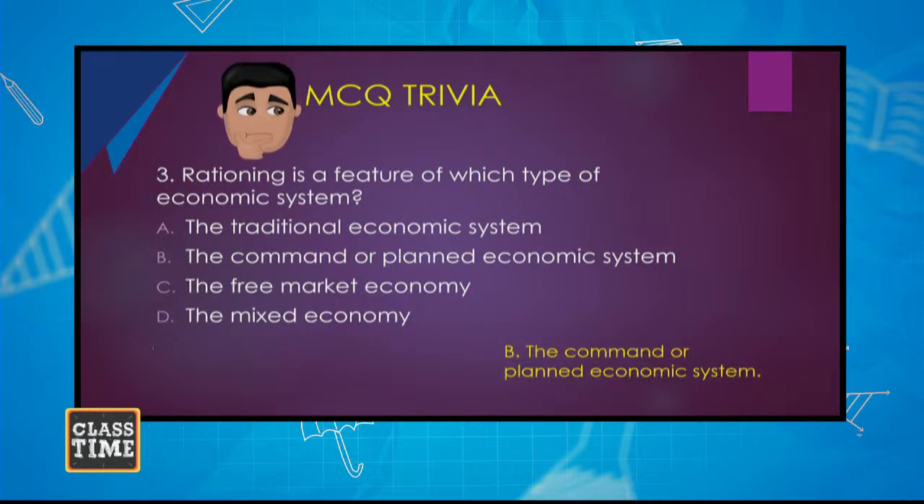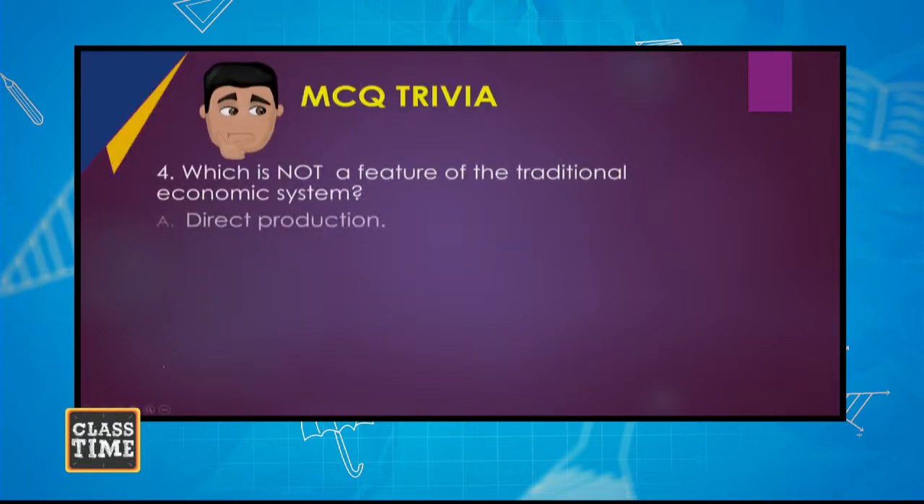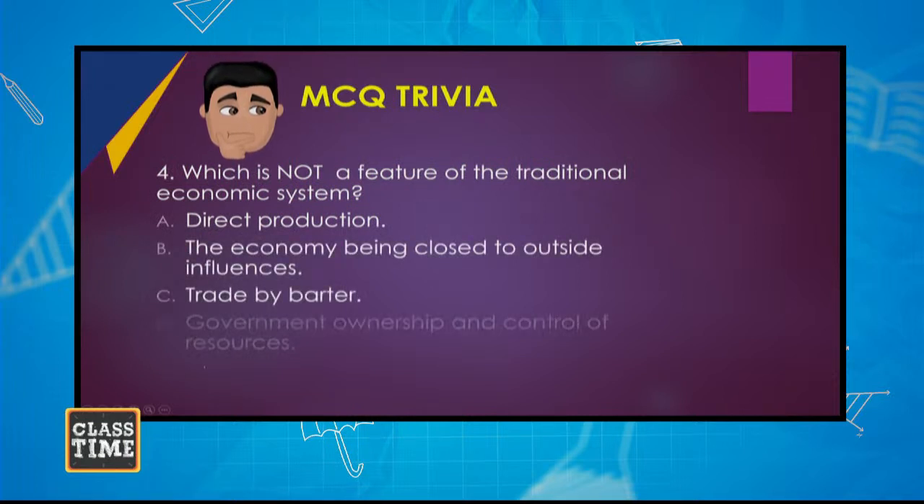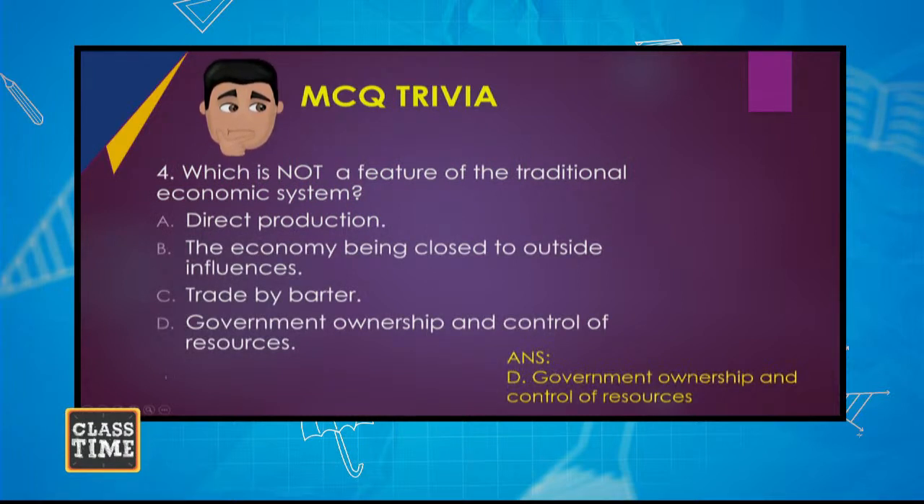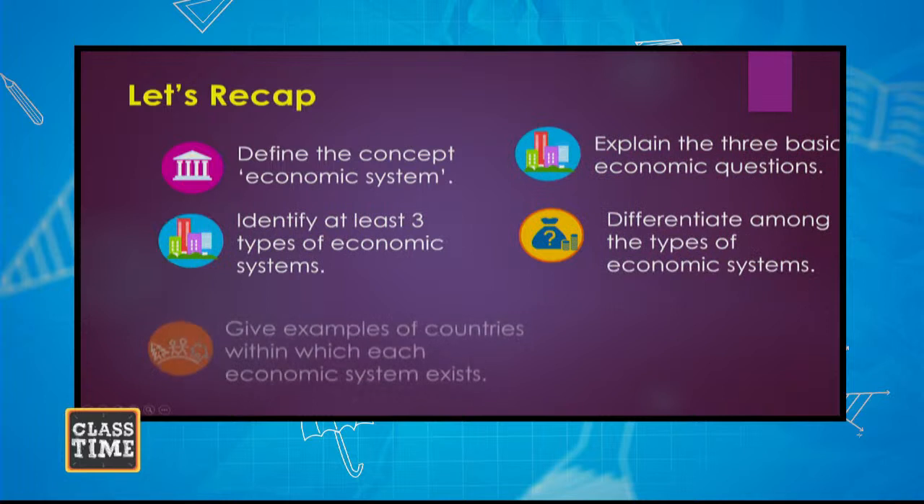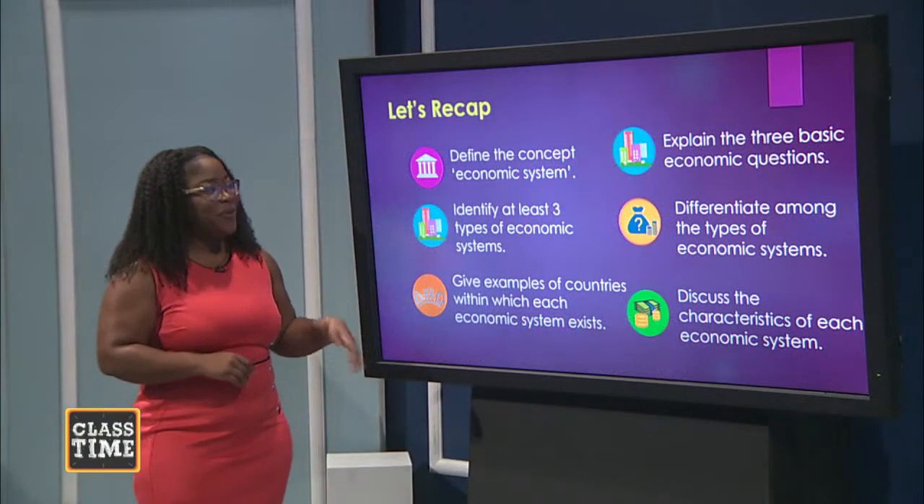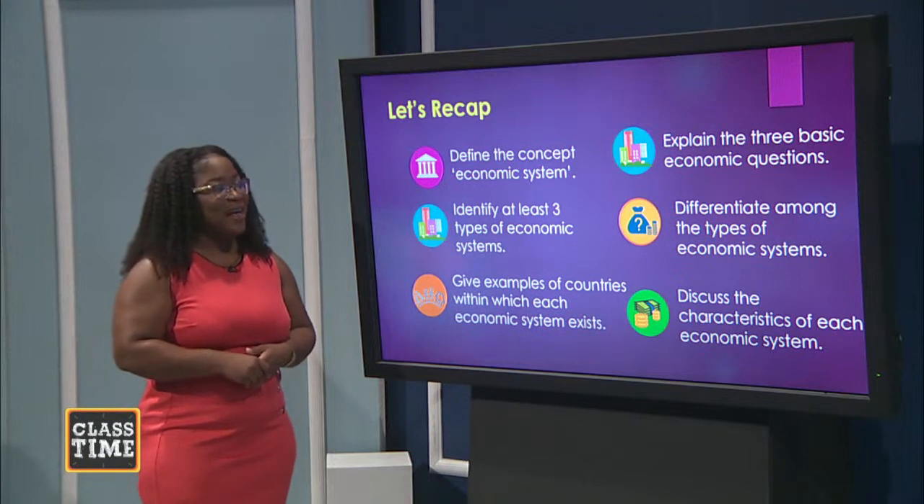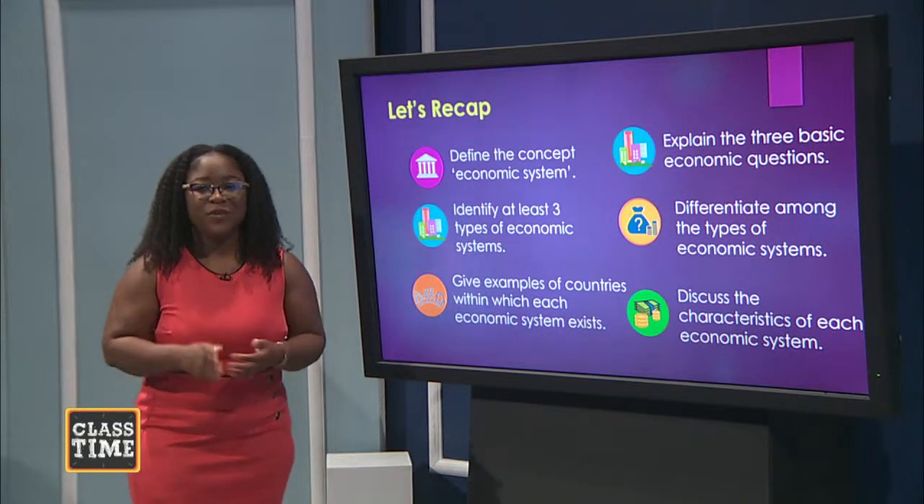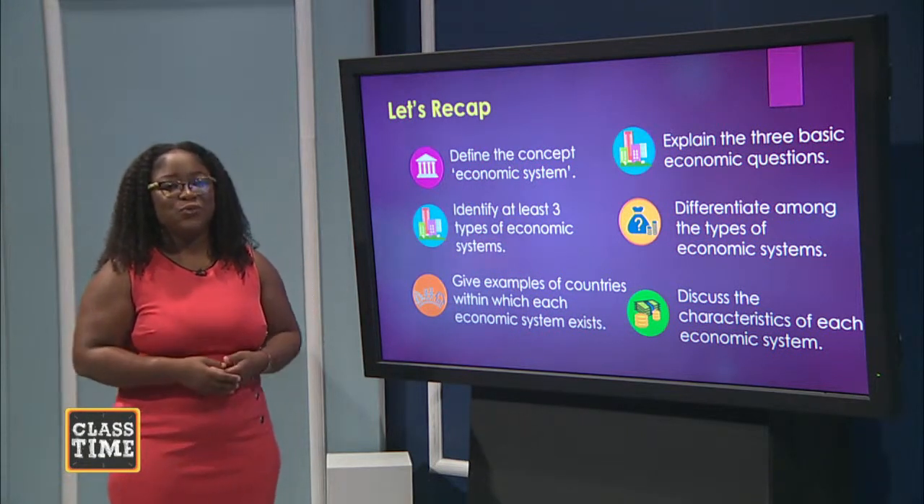Good job. All right, and the final trivia, which is not a feature of the traditional economic system? Our answer here is D, government ownership and control of resources. So these are the objectives that we attained today. I hope that you learned something from our lesson today and you're able to distinctly identify the various types of economic system as well as differentiate between any two.